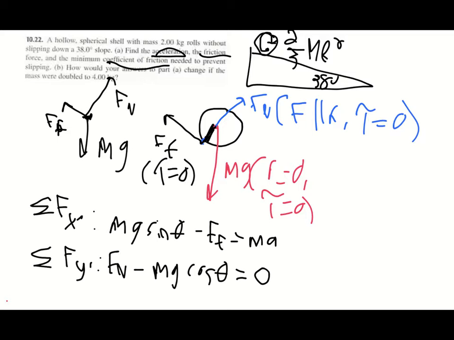In Newton's second law for rotation, the sum of the torques, well, I'm only going to have one of those. I'm going to have friction times the radius, so F times R equals I alpha. And we know the I is going to be the 2/3 mr squared that we had over here.